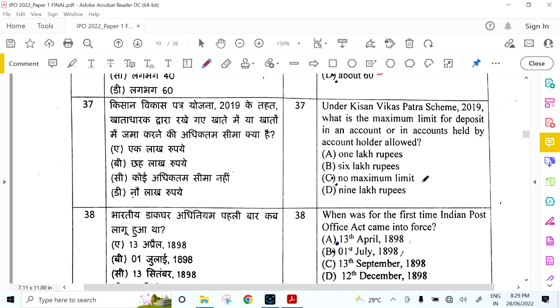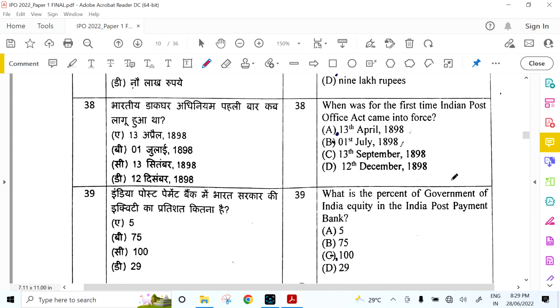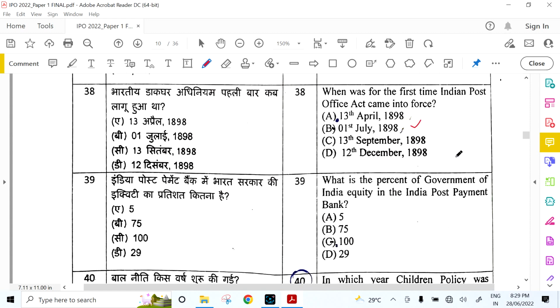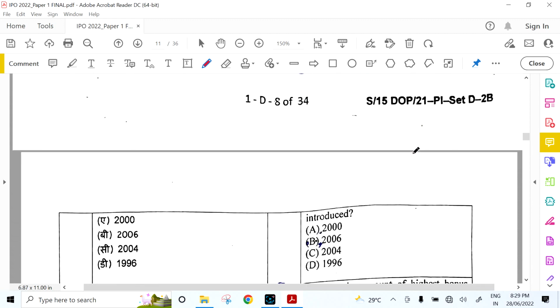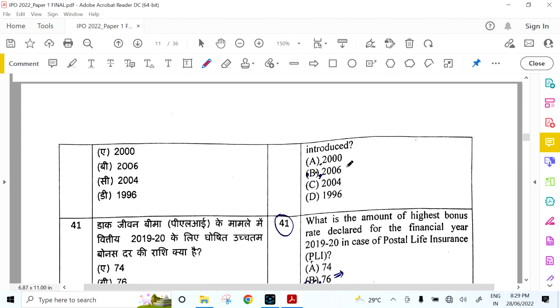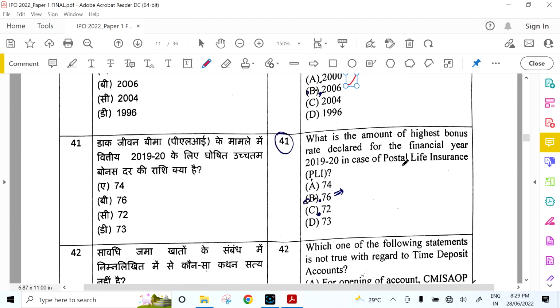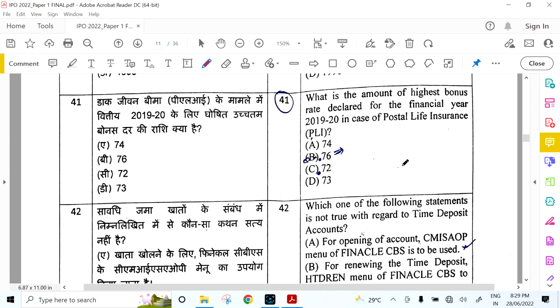Under Kisan Vikas Patra, what is the maximum limit for deposit in an account or in accounts held by the account holder allowed? There is no maximum limit. Any amount can be deposited. When was the first time India Post Office Act came into force? It is 1st July 1898. What is the percent of Government of India equity in India Post Payment Bank? It is 100% equity. In which year was the child policy introduced? Children policy was introduced in 2006. What is the amount of highest bonus rate declared for the financial year 1920 in case of postal life insurance? It is 76 for whole life.